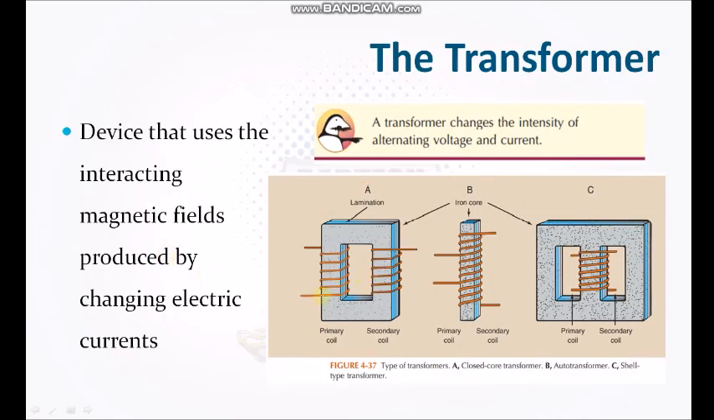Okay, so in a transformer, this is our transformer. This is letter A, a closed core transformer. Letter B is an autotransformer, and letter C is a shell type transformer. In a transformer, this one here is the primary coil, and this is the secondary coil.